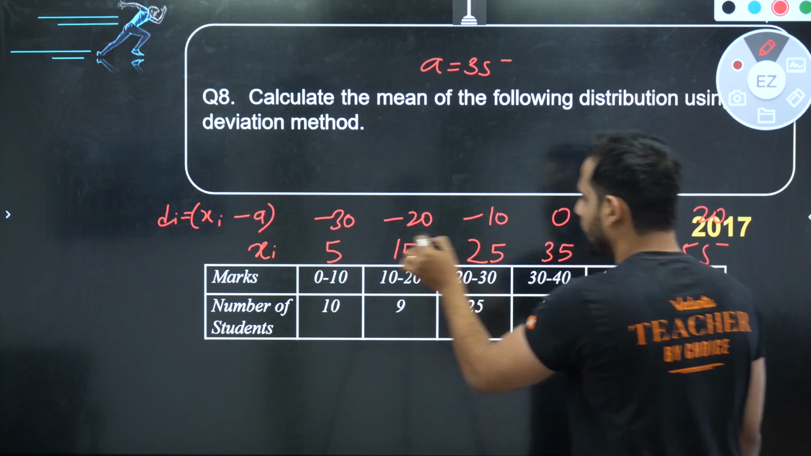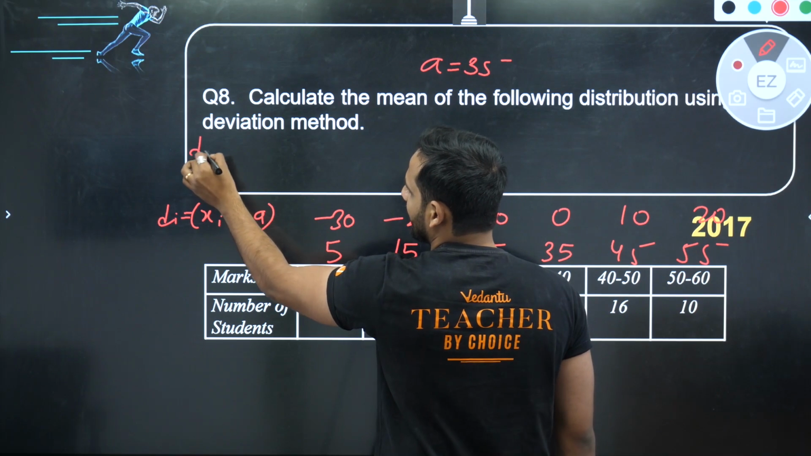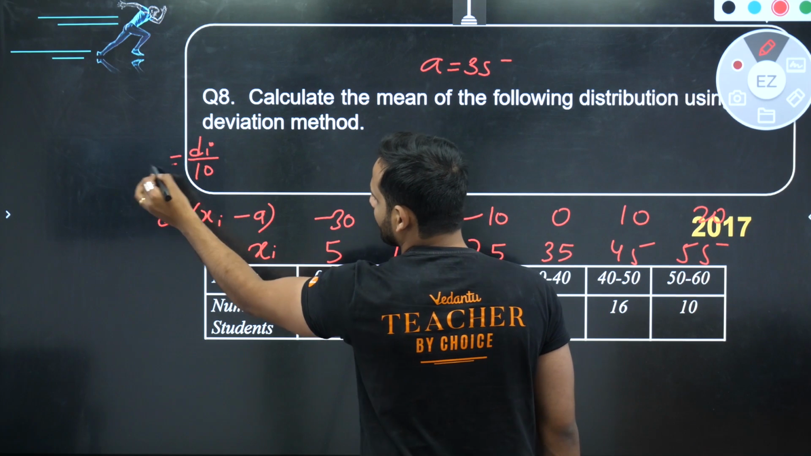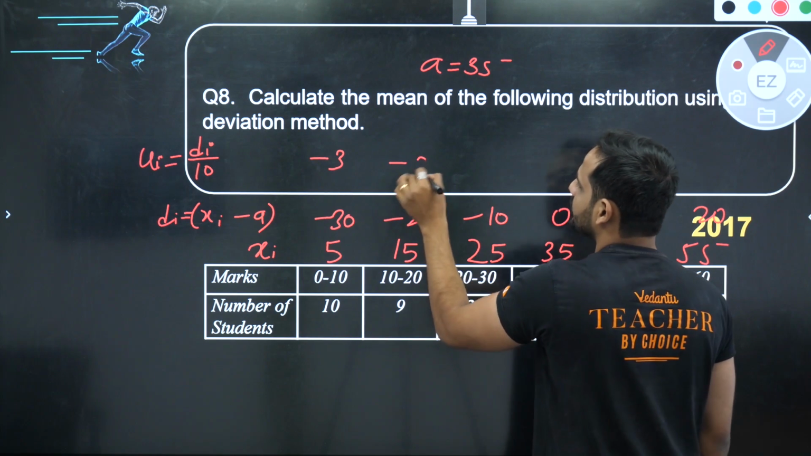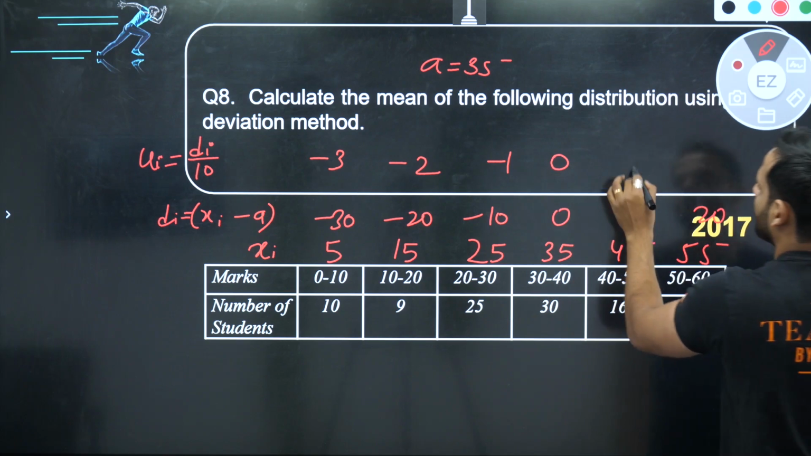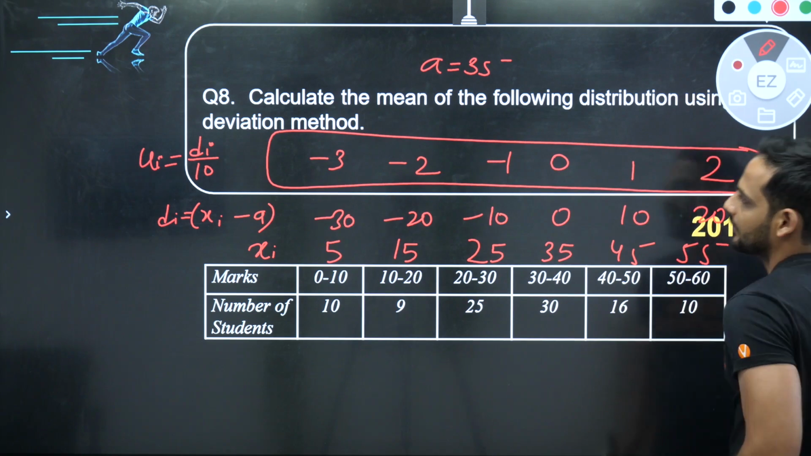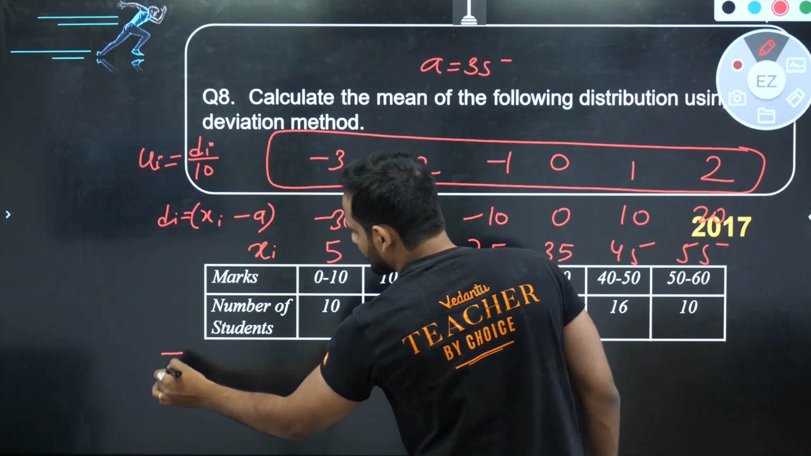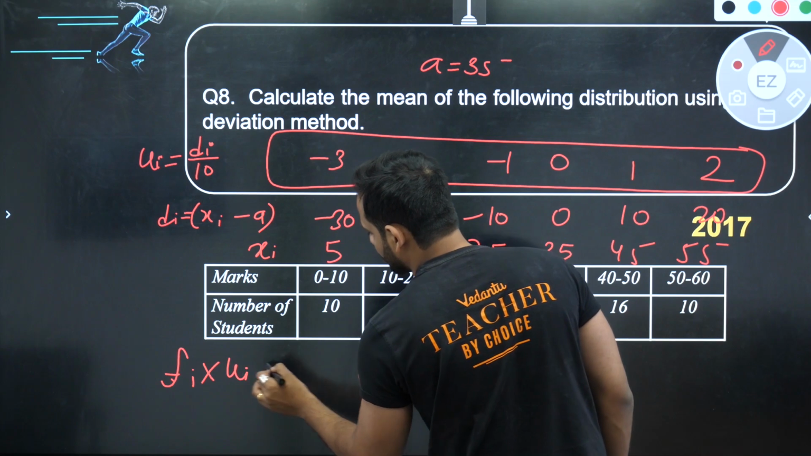Now, as you can see, all of them have a common factor, which is 10. So we can divide this di by 10 to get a value which is called ui. So you'll be getting minus 3, minus 2, minus 1, 0, 1 and 2. Now see, these values are very small. So now these ui values will be multiplied with the frequencies. So fi into ui you will find out.